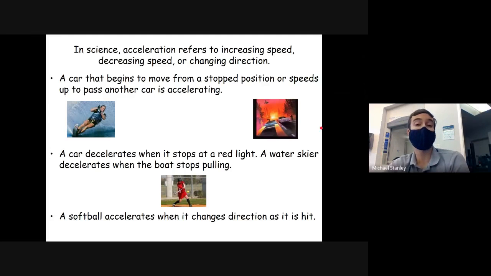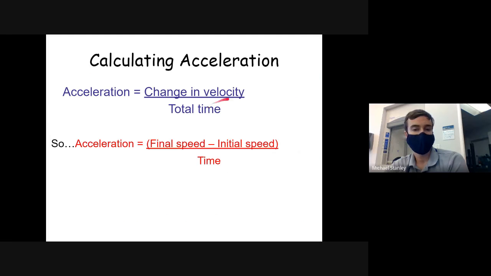So acceleration is all about change. Your speed going up, your speed going down, your direction going from this way to that way. All of it in science is referred to as acceleration. Either your acceleration is going up or your acceleration is negative and changing down. So acceleration is the change in velocity over time, right? Because we have some sort of change in speed or direction.